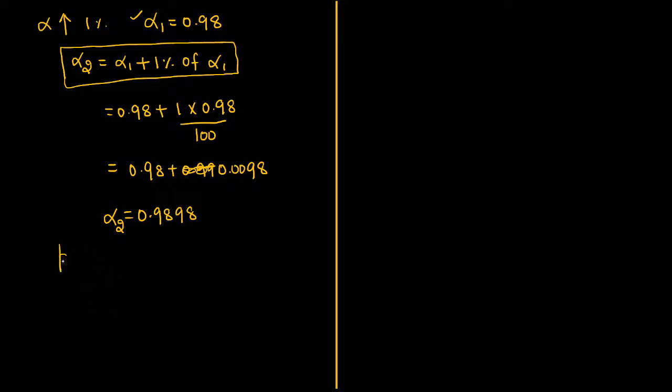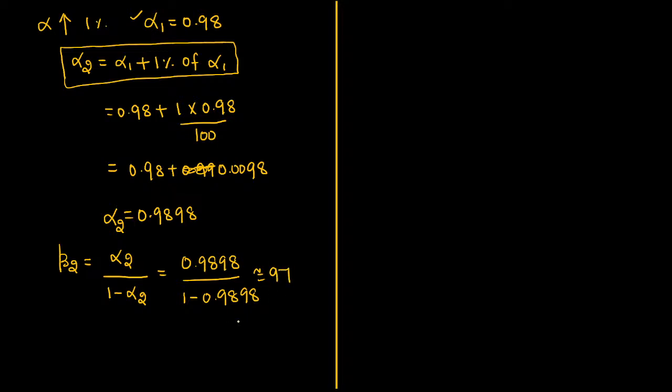Then what is the new value of beta from this? Beta 2 will become alpha 2 upon 1 minus alpha 2 again. So alpha 2 is 0.9898 upon 1 minus 0.9898. So we have to subtract this from 1, then take the reciprocal, and again multiply by 0.9898. I am getting approximately 97. That is the value of beta 2.